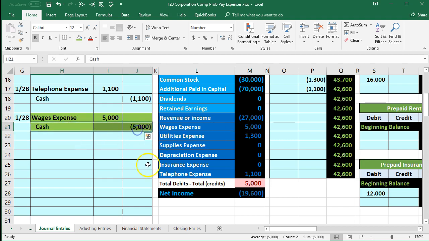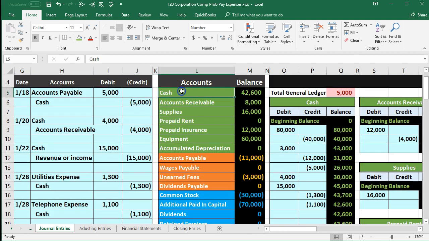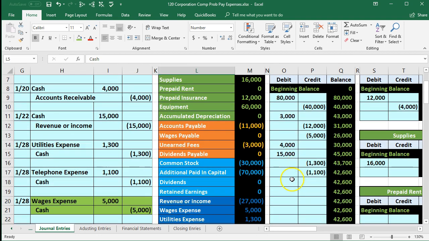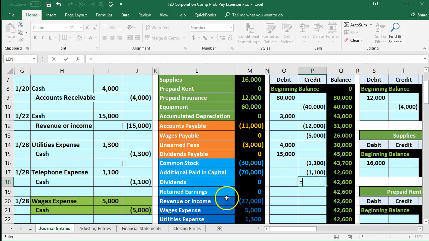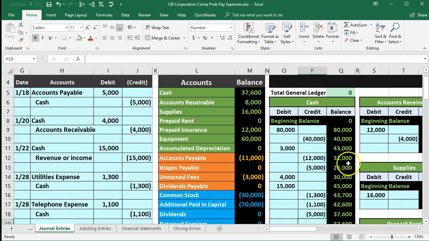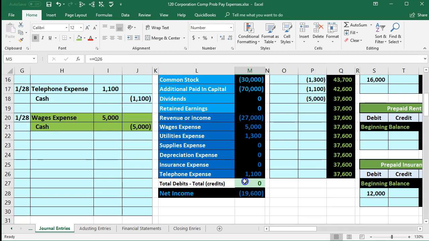Then we have the cash. So cash is up top, first account on the trial balance. First account on the general ledger. We're in the credit side. We're in cell P18 where we say equals. Point to this 5,000, bringing the 42,600 down by 5,000 to 37,600. That 37,600 also found on the trial balance. We scroll down, we are back in balance.